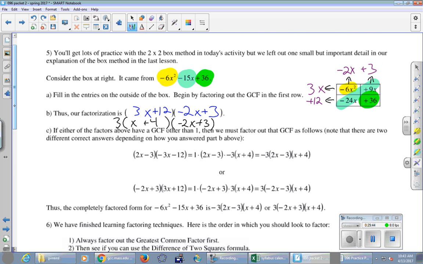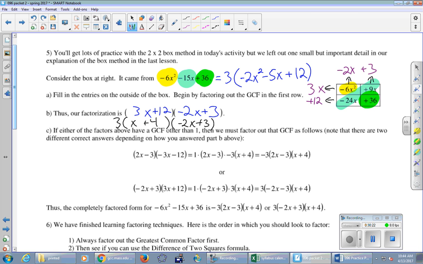If you were to follow that advice up here on this negative 6x squared minus 15x plus 36, okay? What's the first step we're supposed to do here? Greatest common factor. What can you see that goes into the 6 and the 15 and the 36? 3 goes into all of them. So this equals 3 times, what's left? Negative 2x squared minus 5x, and then plus 12 there. Is that okay? Right. So we factored out the greatest common factor.